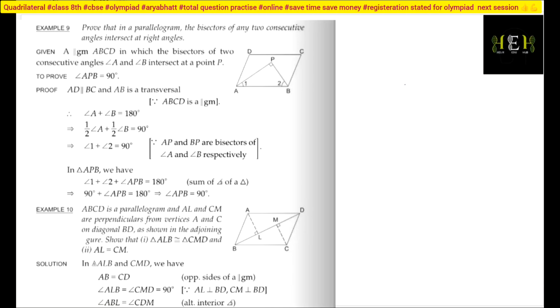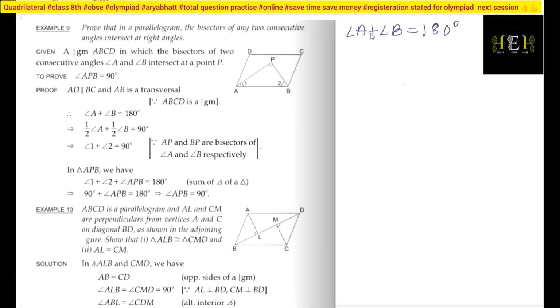Dividing the angle as half, the bisectors are extended and they are meeting at a point P, and at point P they are making an angle of 90 degree. Now see, bisectors of two consecutive angles. A and B are the two consecutive angles, right? So I will say AD is parallel to BC. These two lines are parallel. So when we have parallel lines, this one is the transversal. So the entire angles will be how much? 180 degree. Okay.